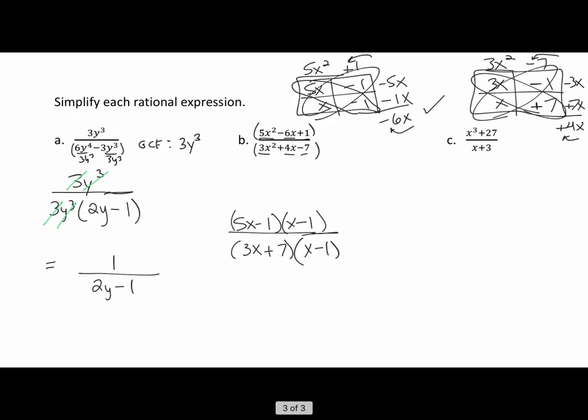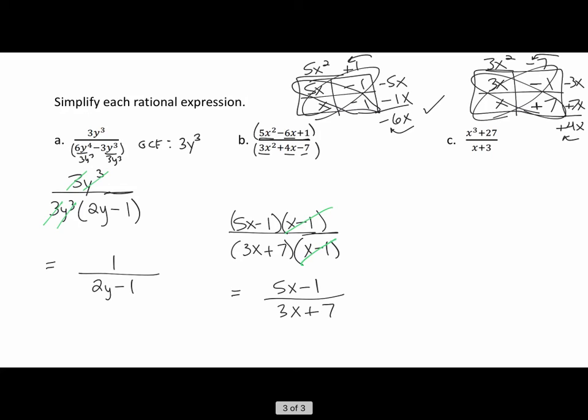So if there's a factor in the numerator that's also in the denominator, boom, cancel or divide it out. And let's see what's left. In the numerator, 5x minus 1. In the denominator, 3x plus 7. Remember, you can only cancel or divide factors, not terms. So this is as simple as that gets.